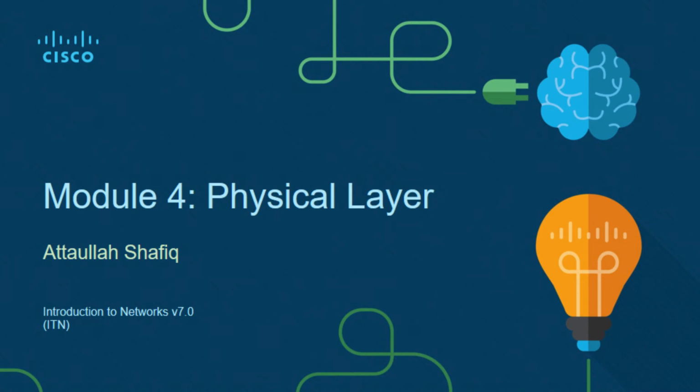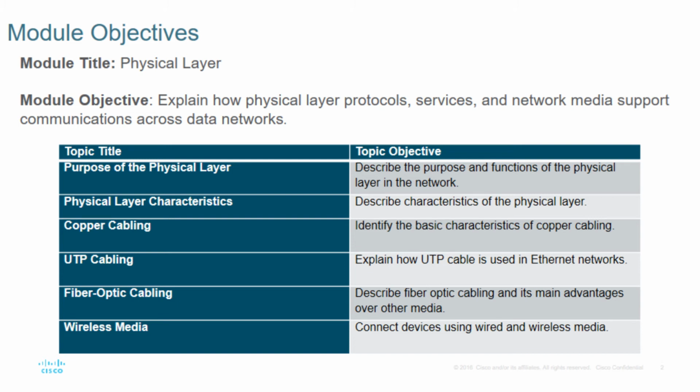Welcome to Module 4, Physical Layer. The physical layer of the OSI model sits at the bottom of the stack and it is part of the network access layer of the TCP/IP model. And without the physical layer, you would not have a network.